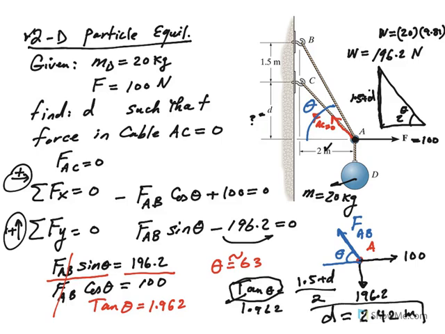So in other words, if we have this height, which is 1.5 plus 2.42, which is 3.92, then point A would be in equilibrium and it's not going to move.